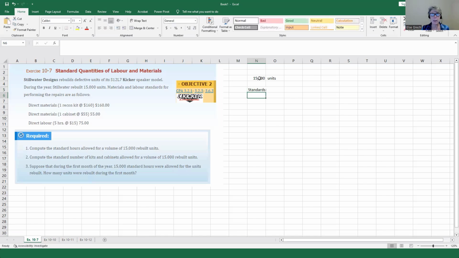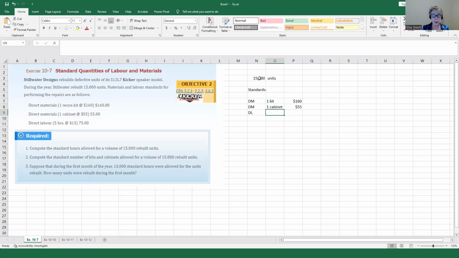Sorry, I wanted to step back. So we've built the standards here, and they say that the standard for direct material for every one kit, this is the kit that will fix a speaker, says direct materials are $160. So we know $160 is the cost of the one kit for direct material. We know that the direct materials also need one cabinet. And that cabinet costs $55. That's the standard, right? And then we have direct labor.